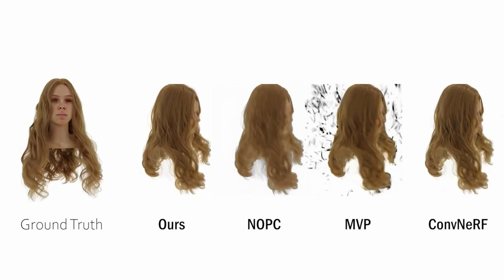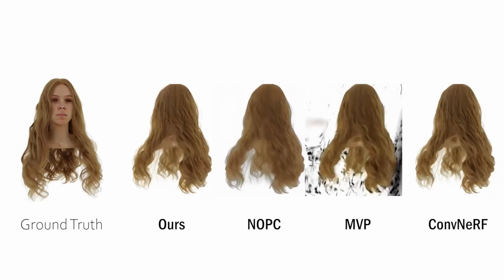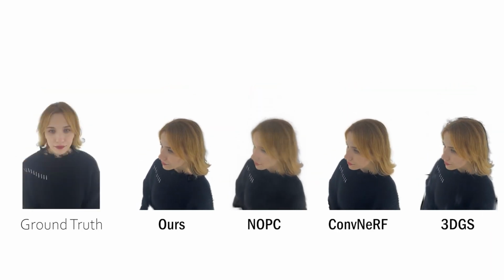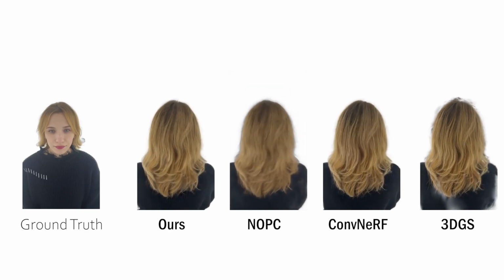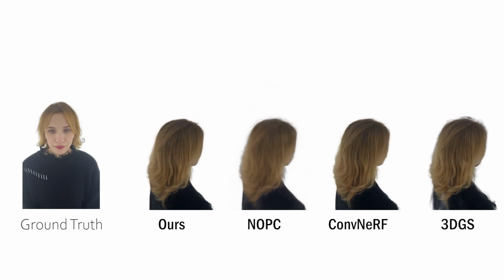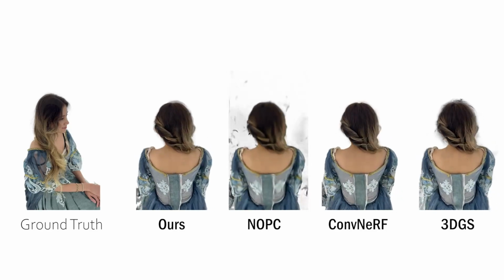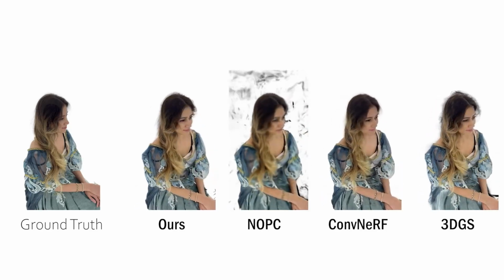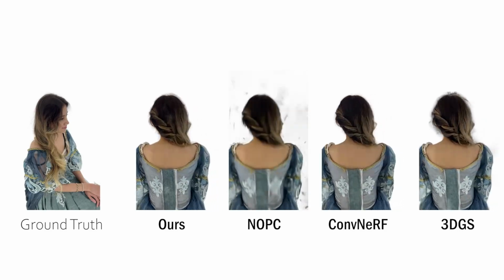NOPC and MVP fail to achieve high rendering quality, and their training is inefficient. ConvNeRF recovers high-frequency details but lacks realism in hair detail. Clear artifacts can be observed when zooming in. 3D Gaussians tend to have blurry artifacts due to their imprecise hair geometry, especially at the boundary region, where we may observe the existence of unorganized Gaussian kernels.